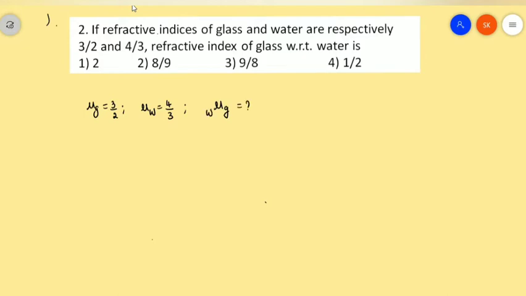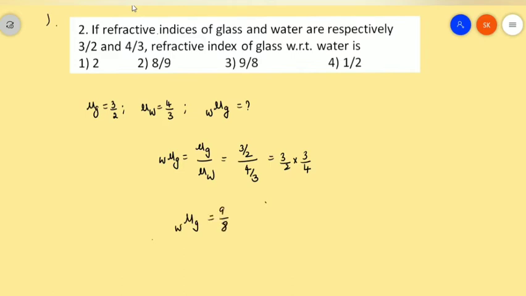Then what is the solution? Refractive index of glass with respect to water is the refractive index of glass by refractive index of water. What is the refractive index of glass? That is 3 by 2. Next, what is the refractive index of water? 4 by 3. What will you get here? 9 by 8. Just you have to do like this. This is 3 by 2 and this will be reversed. Then we will get the refractive index of glass with respect to water as 9 by 8.